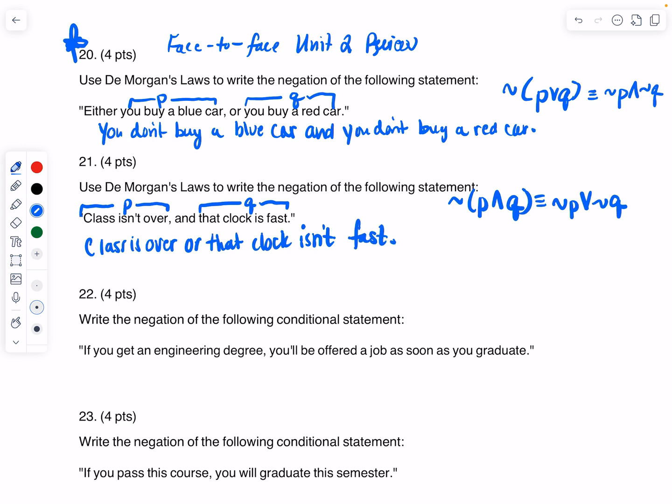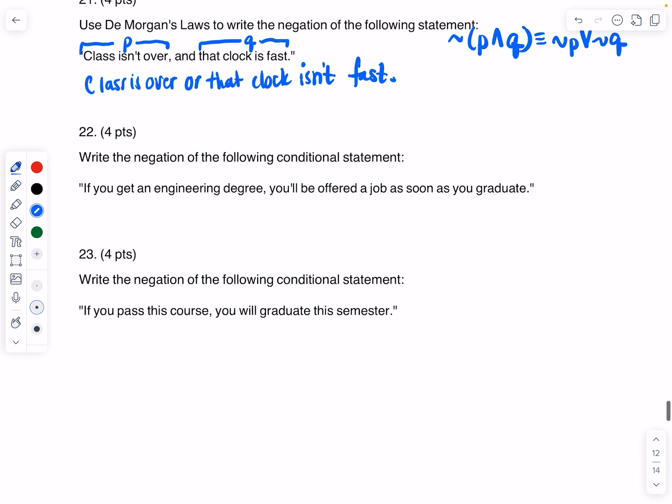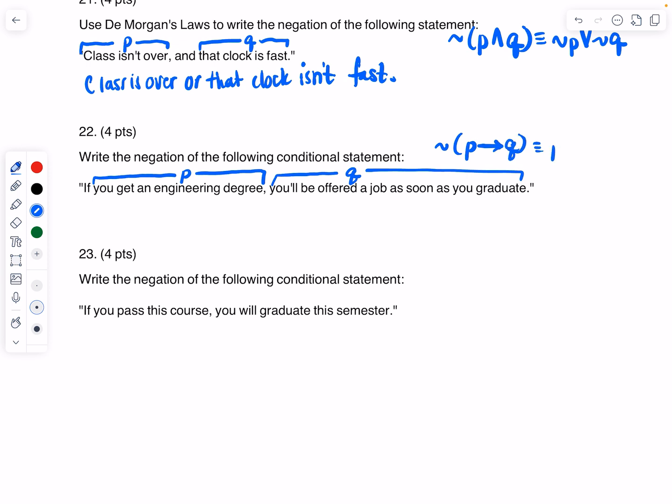Okay. 22. Write the negation of the following conditional statement. If you get an engineering degree, you'll be offered a job as soon as you graduate. Whatever follows the word if is P. So P is you get an engineering degree, and then Q is you'll be offered a job as soon as you graduate. Okay, so I have a conditional. So the negation of the conditional is logically equivalent to P and negation Q. Okay, you have to memorize that one, by the way.